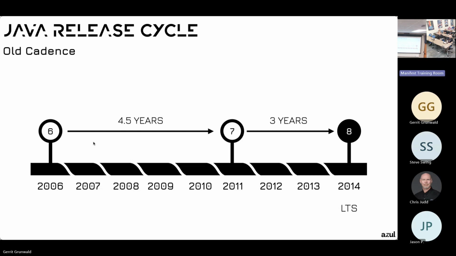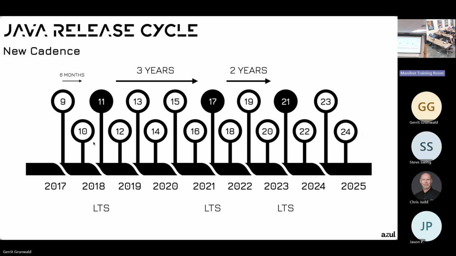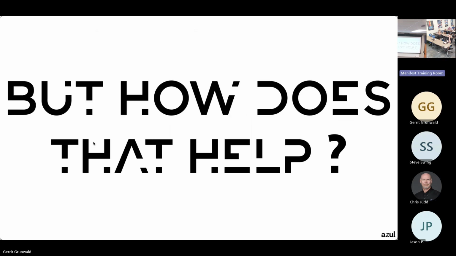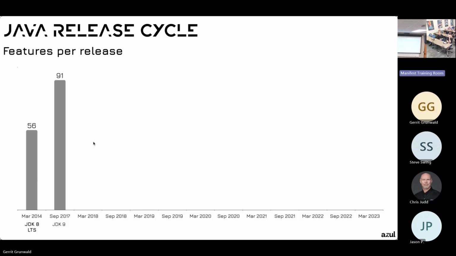And then when we look at the new cycle, every 6 months we now have a release, and the black ones are the long-term support versions. They change from 3 years between the long-term support versions to 2 years. Right? And now you might ask yourself, okay, but why is that important? There's a simple reason.